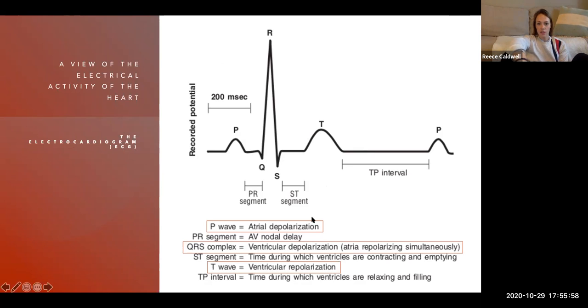So definitely know what those mean and be able to label these segments. I could put a blank over this right here and ask, what segment is that? And you would need to say the P wave. Or I could put a big box around this and say, what is this section of the graph called? And you would need to say the QRS complex. So understand the meaning and the labeling.